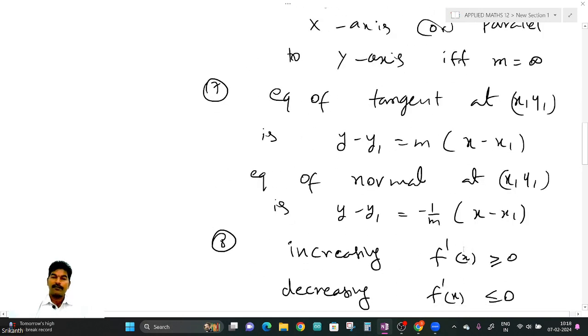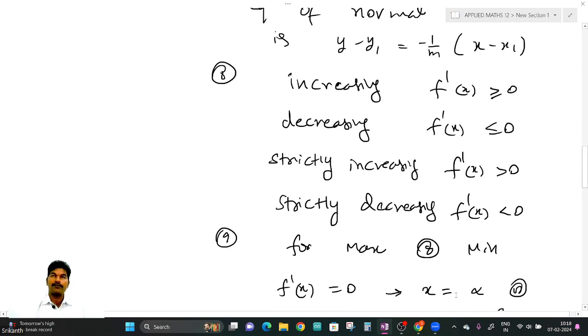Equation of tangent at x1, y1 is y minus y1 equal to m of x minus x1. The equation of normal at x1, y1 is y minus y1 is equal to minus 1 by m into x minus x1.